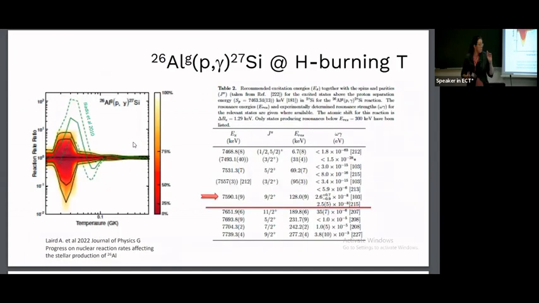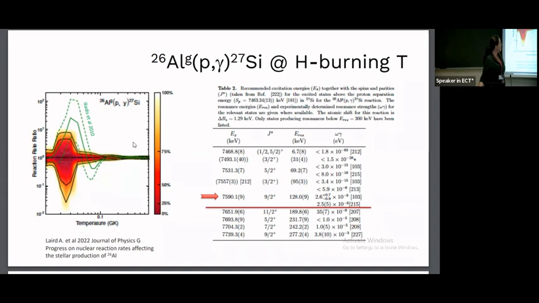What I'm showing you is the summary of a paper that has just been accepted for publication, a work that has been done in the framework of the KTEC project. It was a paper whose title was Progress on Nuclear Reaction Rates Affecting Stellar Production of Aluminum-26. Concerning AGB stars, so the relatively low temperature hydrogen burning, this is the sketch of the resonances that determine the aluminum-26 (p,gamma) reaction for the ground state.